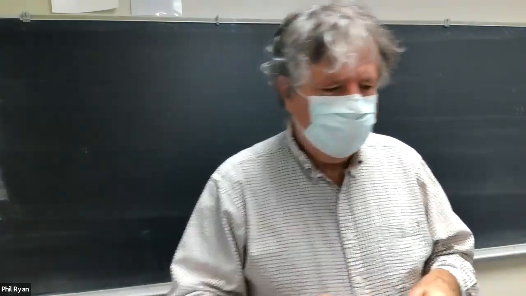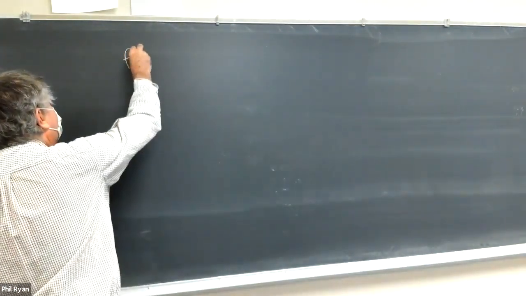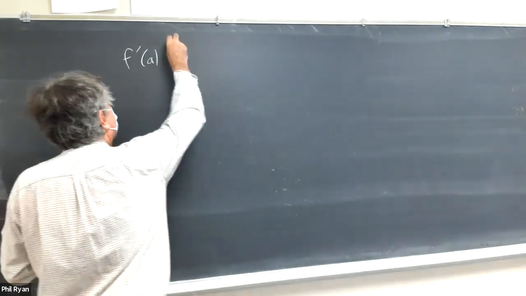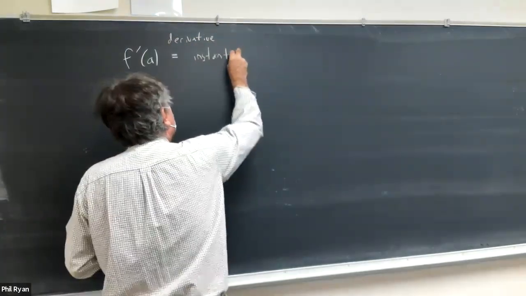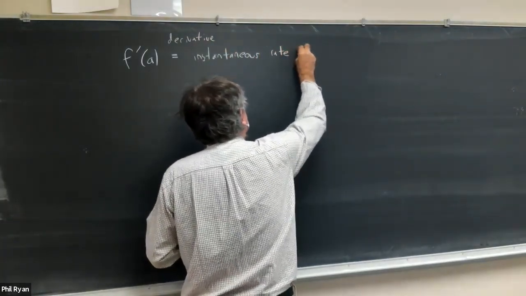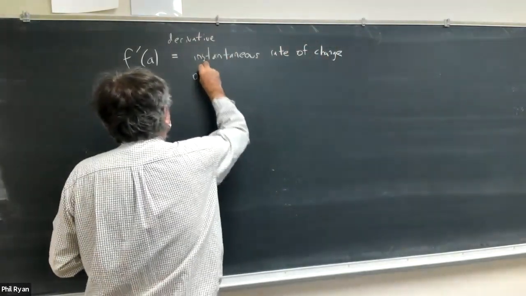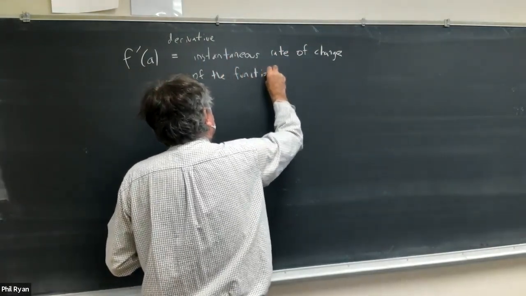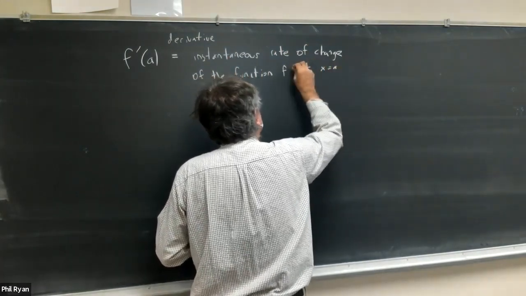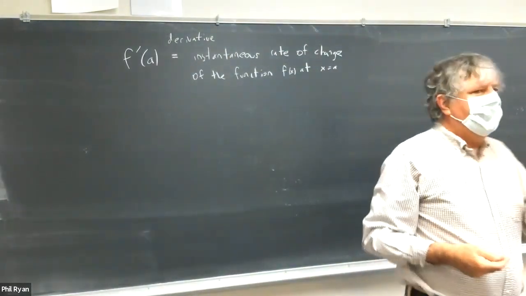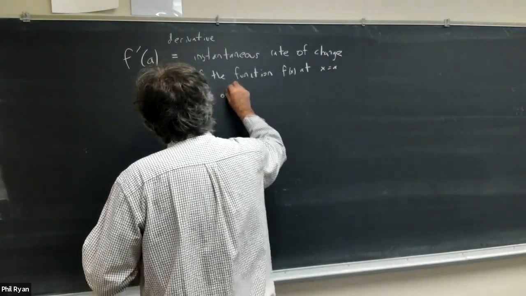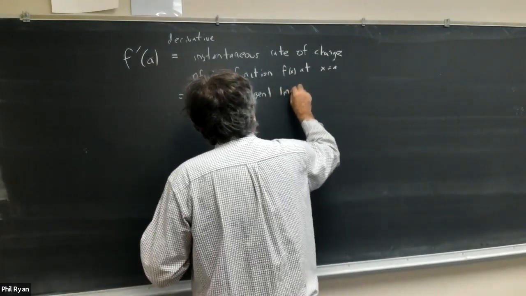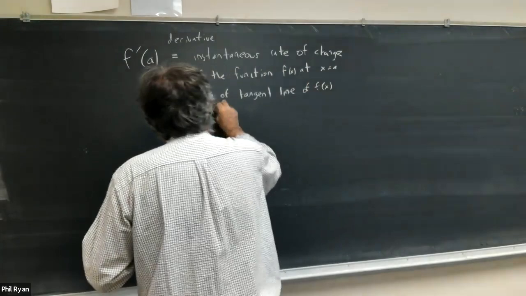Okay, so the last thing, so what's chapter 2.2 about? So if you remember, last class I explained the idea of a derivative. And by that I mean the instantaneous rate of change of the function f at x equals a. Let's say f of x. Okay, and that's the same thing as the slope of the tangent line of f of x at x equals a.